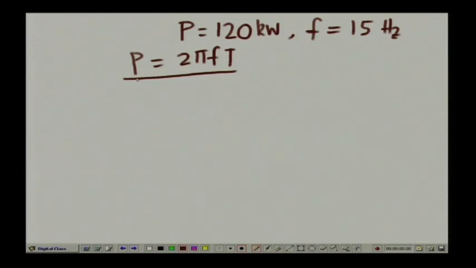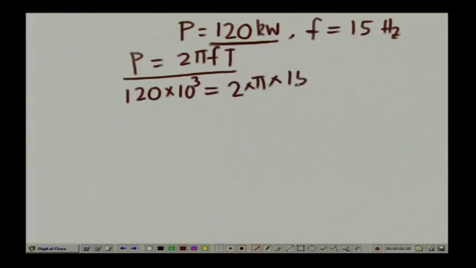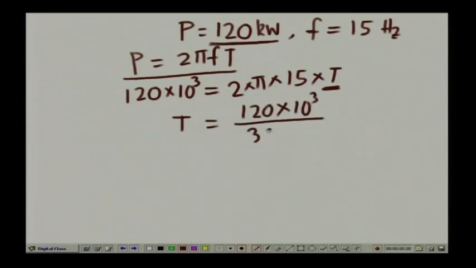Now, power here of course is in watt. Since it is given in kilowatt, this is 120 into 10 to the power 3, which equals 2 pi f t, where f is 15 and t is the twisting moment in Newton meter. So, t equals 120 into 10 to the power 3 divided by 30 pi, and this gives us a value of 1273.24 Newton meter.